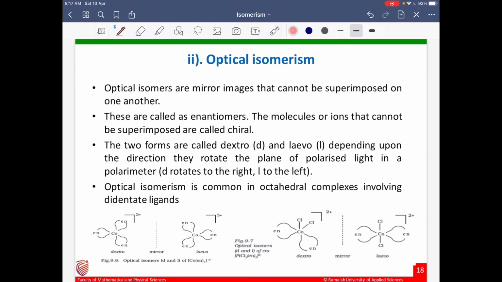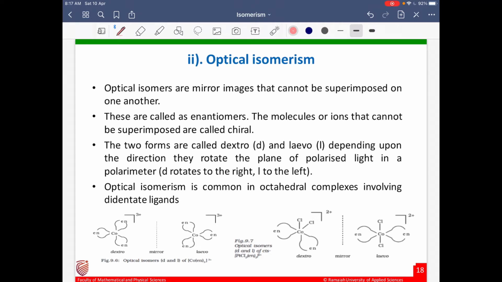If it is rotating to the right, then we call it dextro, and we give the notation small letter d for it. And if it is rotating to the left, then we give the notation l for it. Optical isomerism is common in octahedral complexes involving bidentate ligands.